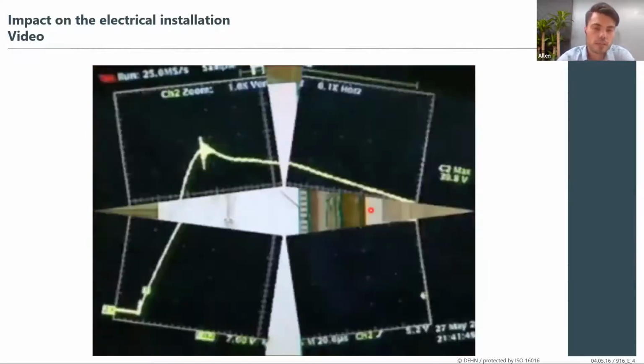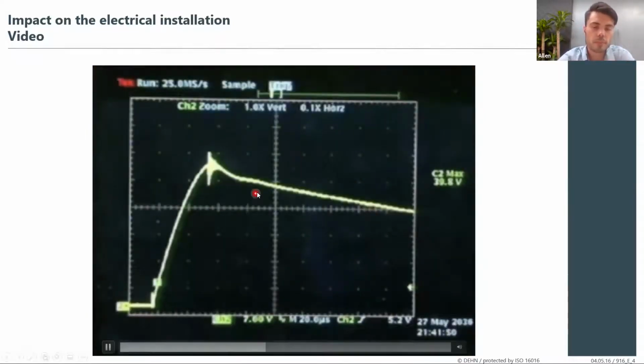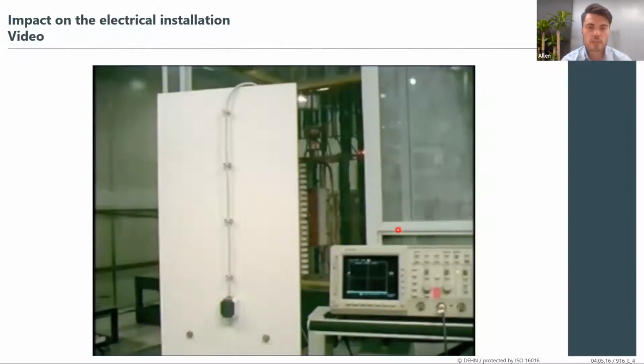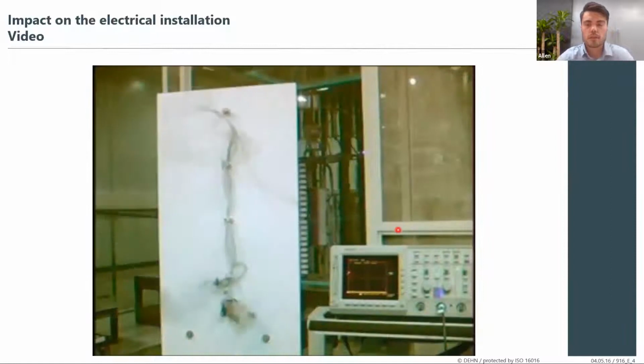So from this, you can see that depending on the wave shape of your current, the amount of energy transferred to your electrical system with only a surge protection device and an external lightning protection device is the amount of energy.